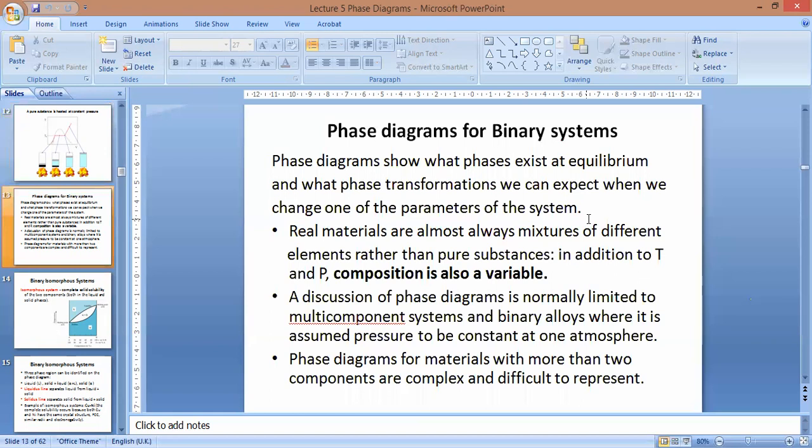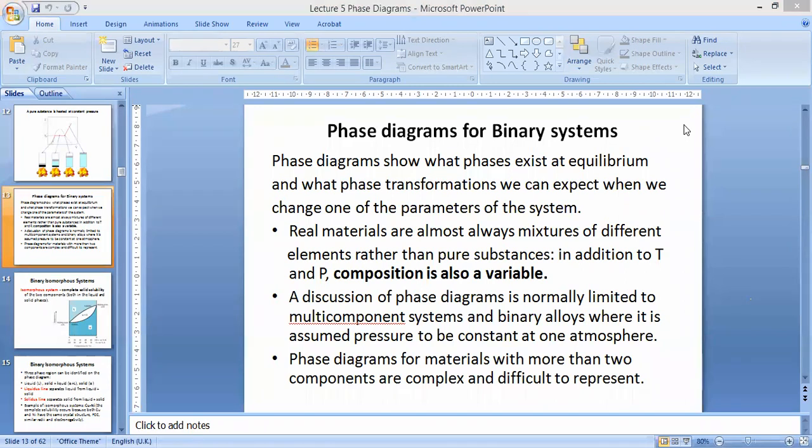Coming to phase diagrams for binary systems. Before I go further, are there any questions? Sunda? Tabo, is everything clear? Yes, madam, I'm following clearly. Okay. Is there anyone with any questions? We'll move forward.